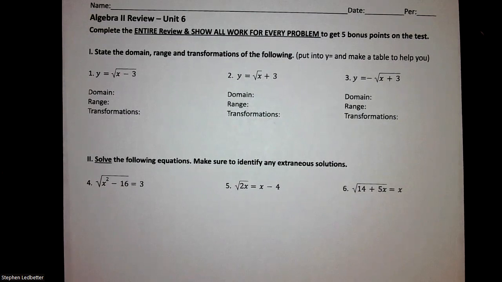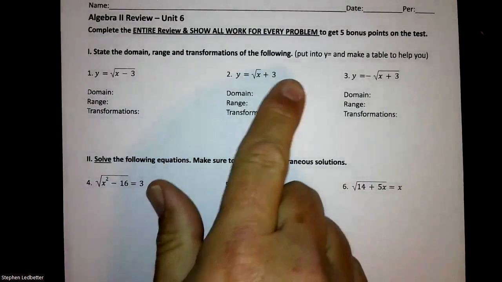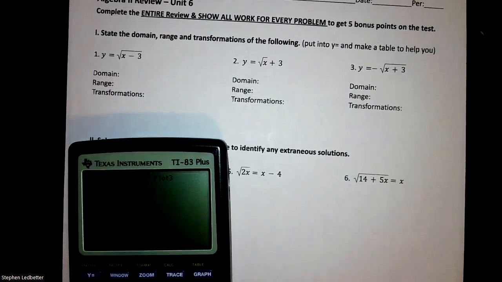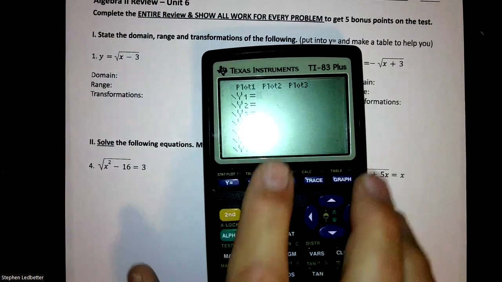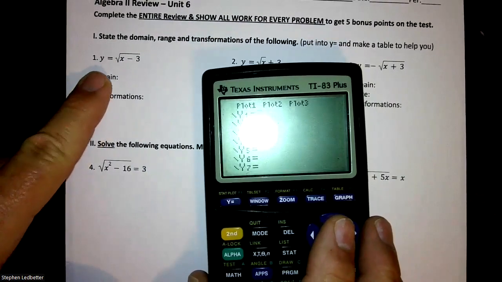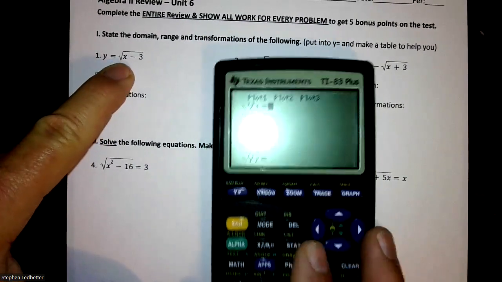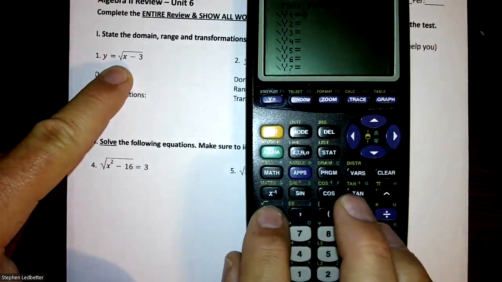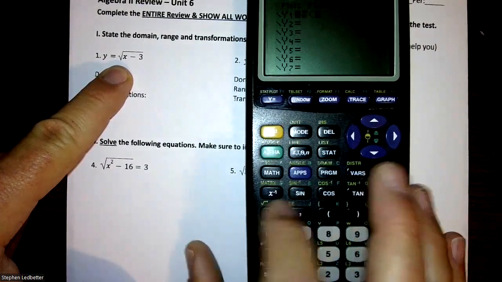So we're going to put it in the y equals like it says here. It says put in the y equals and make a table. So I'm going to hit the y equals button and put this equation in here. Since it's already y equals, we're just putting this. The square root is in yellow, so I hit second.